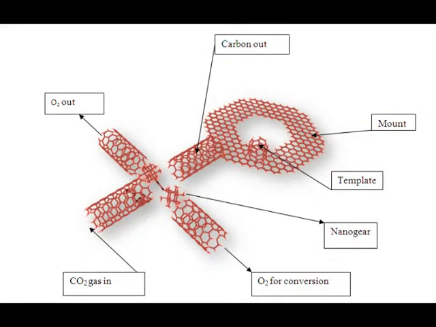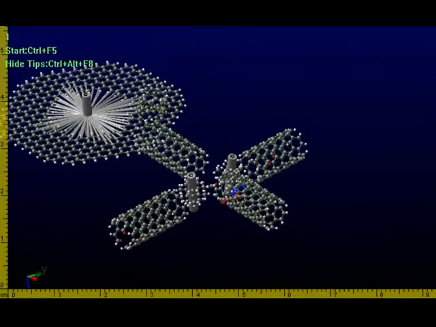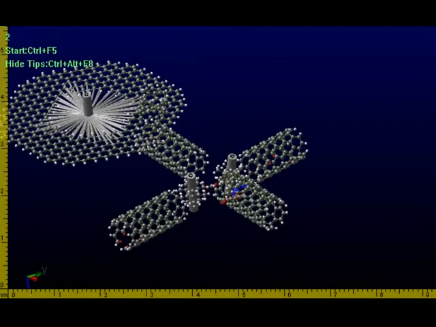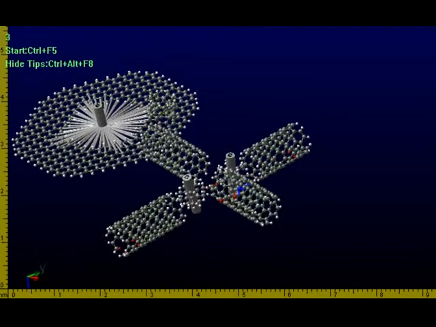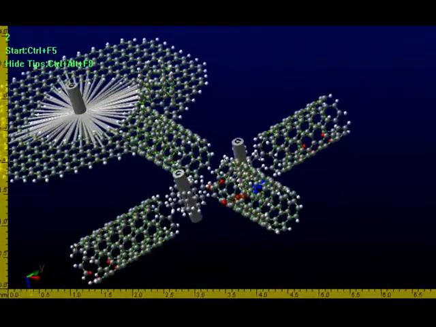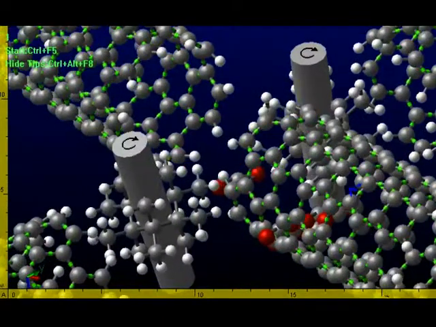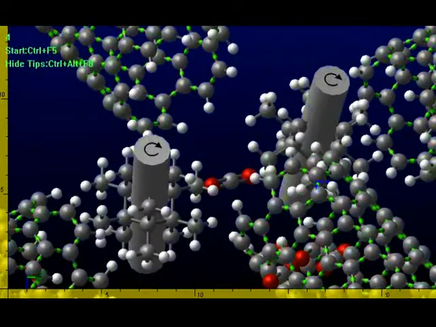This is the structure of our nanomachine. As seen, the filtered carbon dioxide molecule reaches the nanogear system, whereby it is chemically pulled or pushed by suitable gear tip functionalization. Now what you see is the model of the nanogear system that ultimately breaks the carbon dioxide molecule.